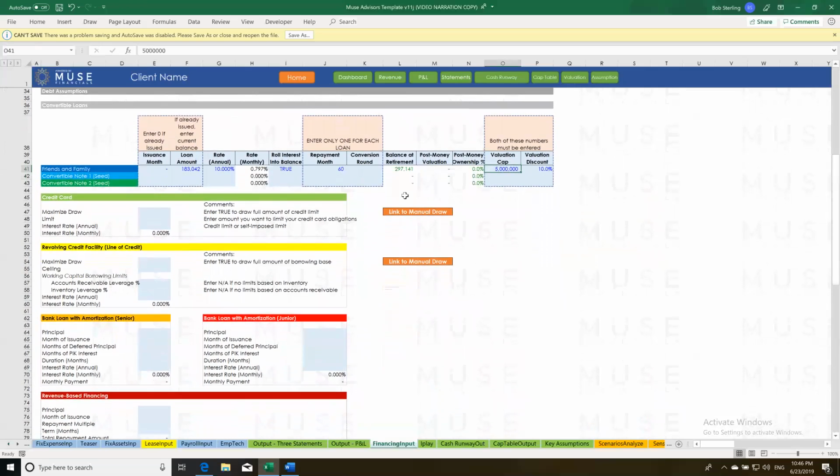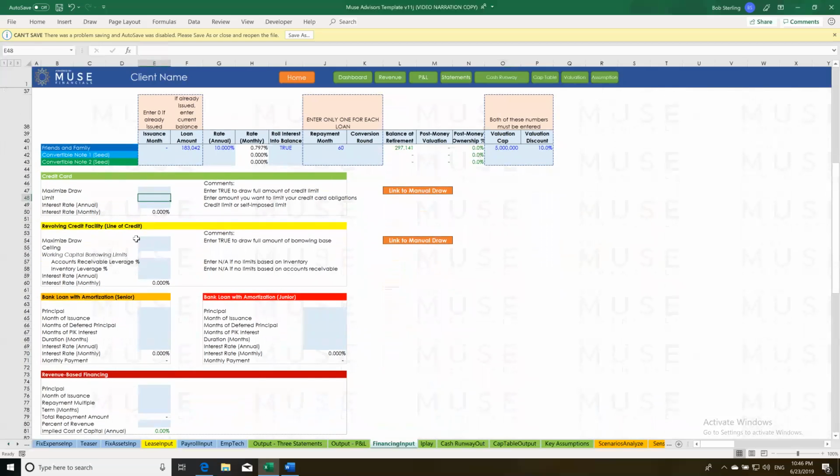The tab also includes assumptions for credit cards and revolving lines of credit. For your credit card, if you intend to draw your maximum balance in full, select true, otherwise select false. You can enter the limit on your credit card as well as the annual interest rate. The revolving credit facility functions similarly. You select whether you intend to draw on the balance in full, what the ceiling is, and if there are borrowing limits based on working capital, such as accounts receivable or inventory, you can enter those here as well. For example, if your bank limits you to 80% of accounts receivable, you would enter that here.